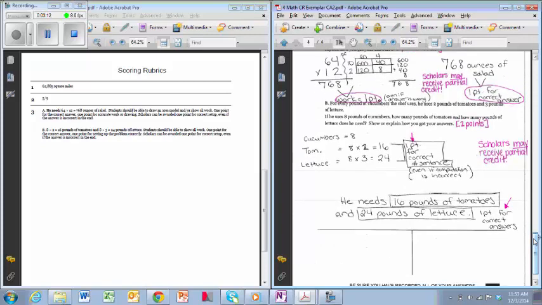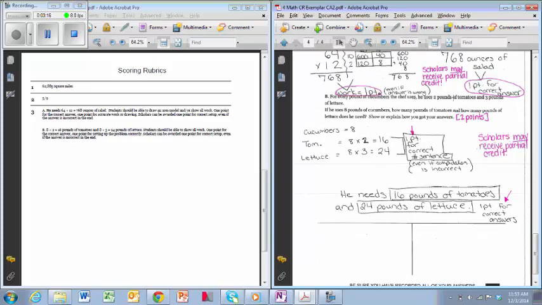Part B is also worth 2 points. So this asks scholars to look at 8 pounds of cucumbers. If there are 8 pounds of cucumbers, how many pounds of tomatoes, and then how many pounds of lettuce. This is set up the exact same way. They should set up these 2 number sentences. They should have something along the lines of 8 times 2 and 8 times 3.